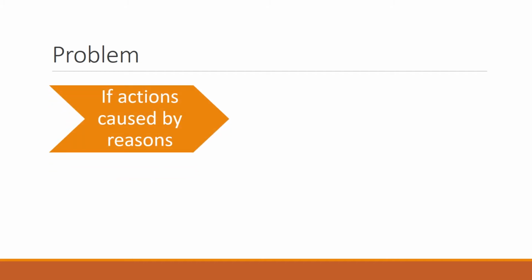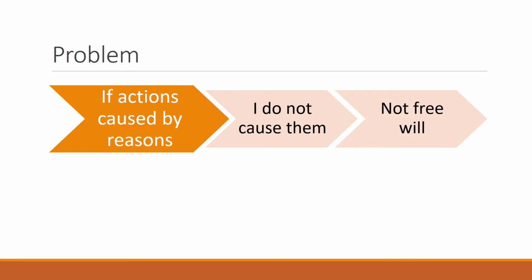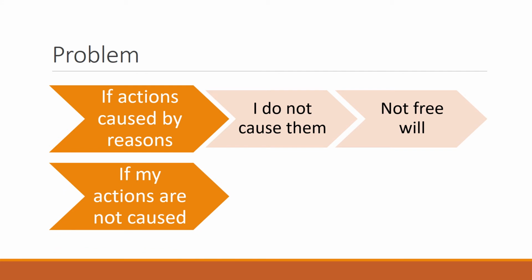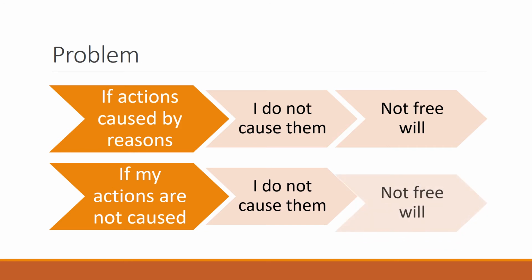So first of all, if our actions are caused by reasons, so if the events that cause our actions are, we think about the reasons and the thought of certain reasons leads to decisions and so on, well then I don't cause my actions. The reasons caused my actions. And that's not free will, because again, I didn't have a choice. It was the reasons within me that caused the action, not free will. But on the other hand, if my actions are not caused at all, then I certainly don't cause them. And if I don't cause them, then that's not free will. So it looks like we have a problem.